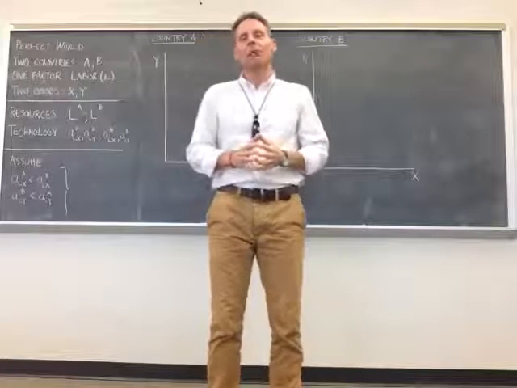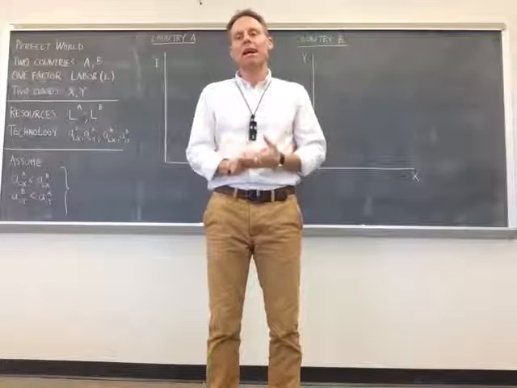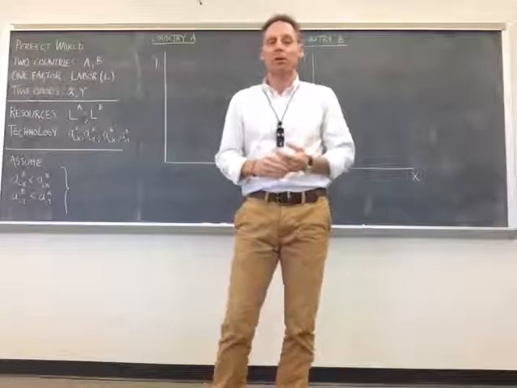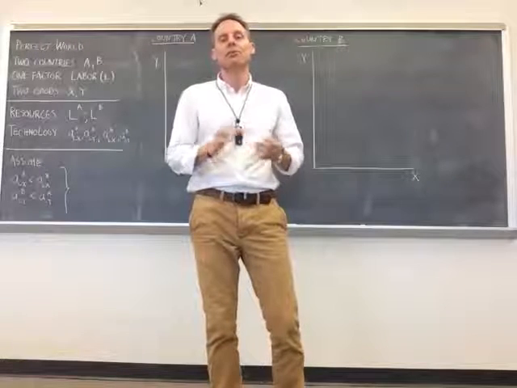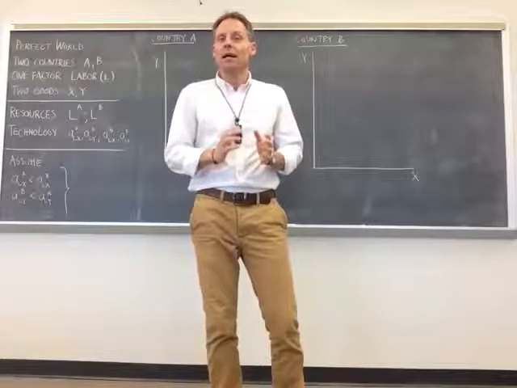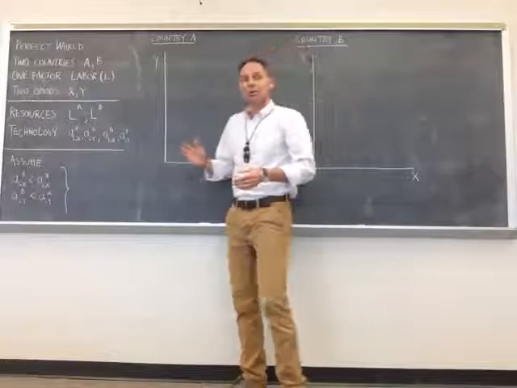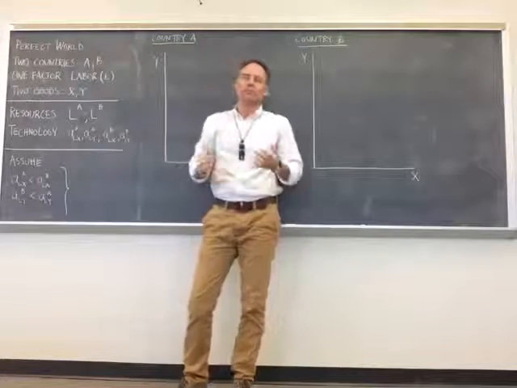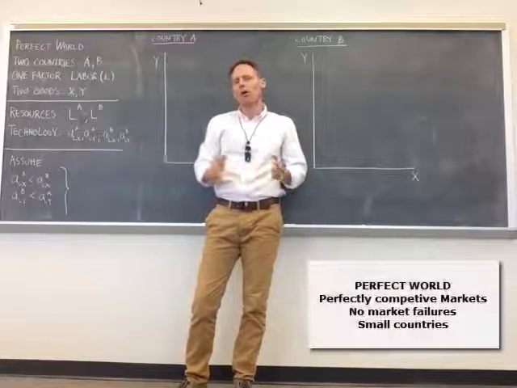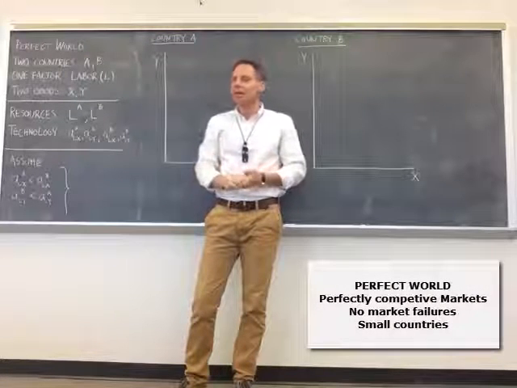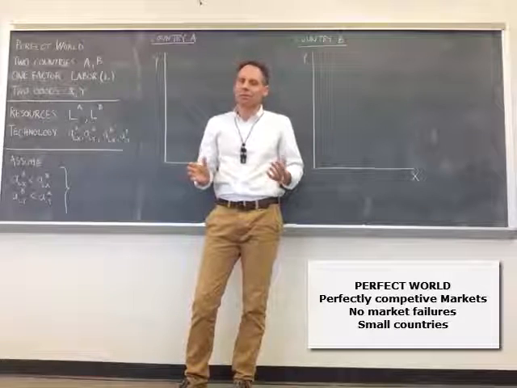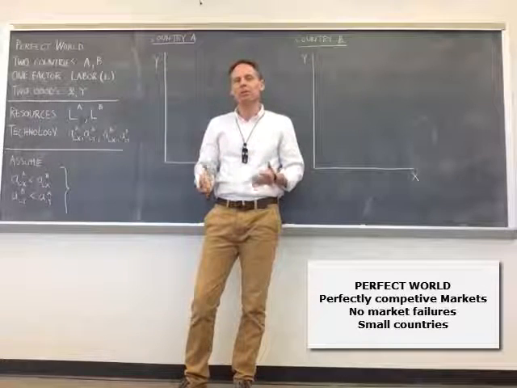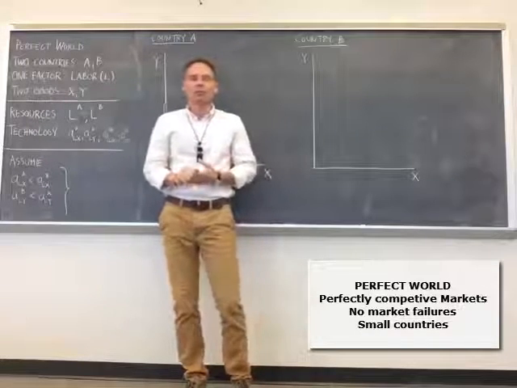Hello, I'm Patrick Holberg, and today I want to talk about the one-factor international trade model, sometimes referred to as the Ricardian Model. All right, so today we're going to assume that we live in a perfect world. A perfect world is defined as one where all markets are perfectly competitive. There are no other market failures, so there's no externalities and public goods, and all countries are small.